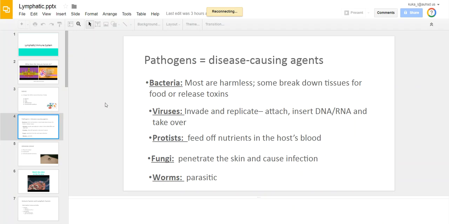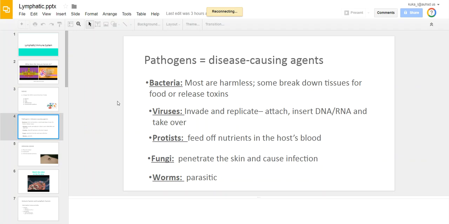There you go. Pathogens. That is a disease-causing agent. So a bacteria would be a pathogen. Remember, most bacteria are harmless, and they actually help in digestion, but some do break down tissues for food or release toxins, and those are the ones that make us sick.